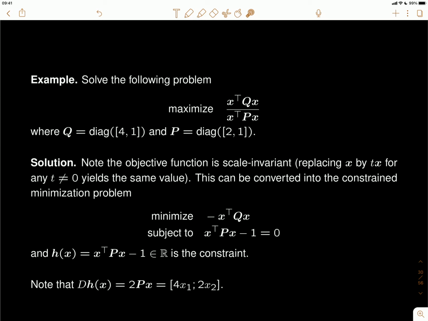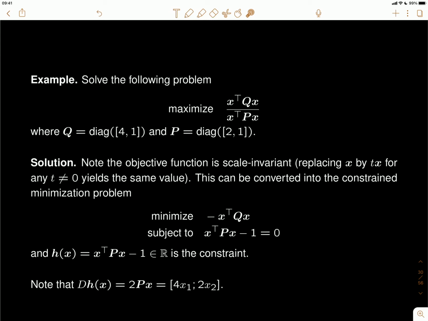Now let's look at an example. Suppose we're trying to maximize this ratio where we have x transpose Q x over x transpose P x. Q and P are matrices. Q is just a diagonal matrix with 4 and 1 on the diagonal. P is another one with 2 and 1 on the diagonal. Now we're trying to maximize this ratio. The numerator gives us a scalar, similarly the denominator gives us a scalar. So far, it's not a constrained problem, right? There's no constraint here. But actually, we can convert it into a constrained one and solve it very easily.